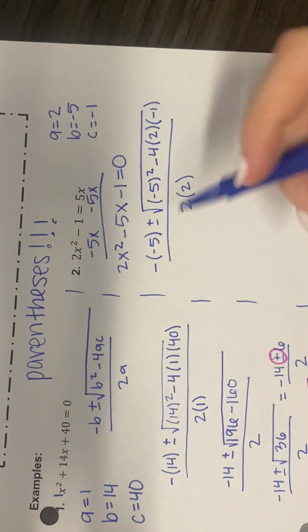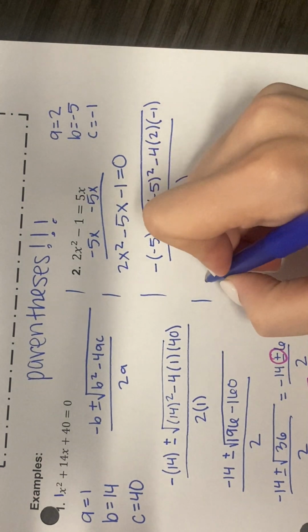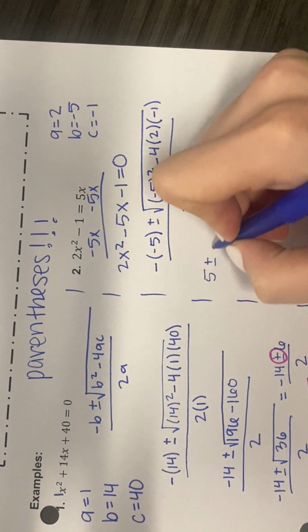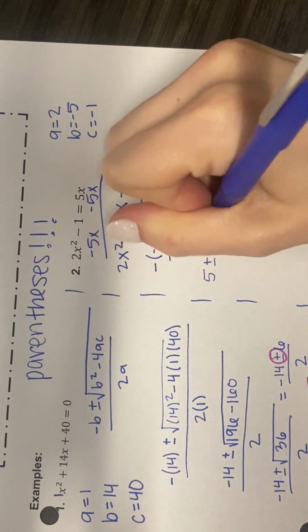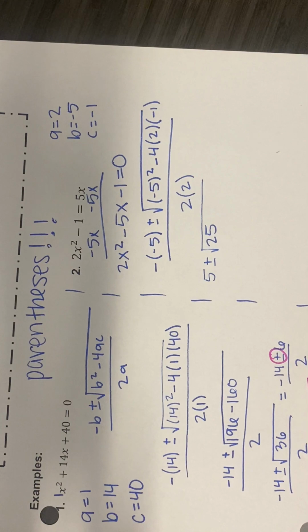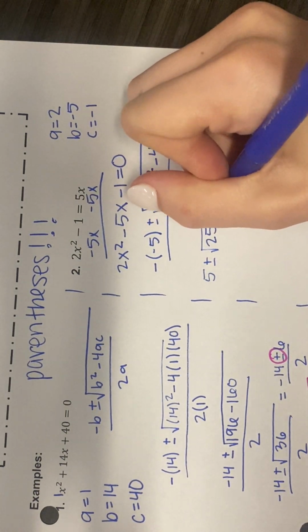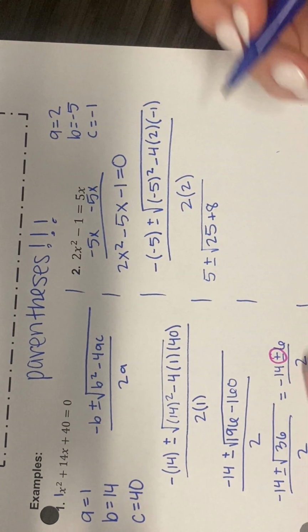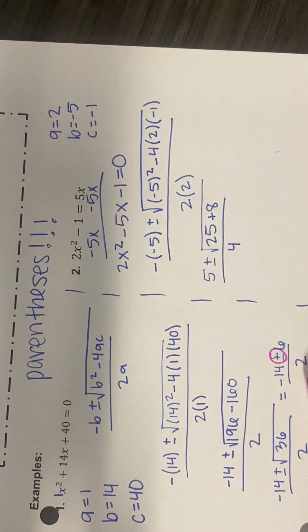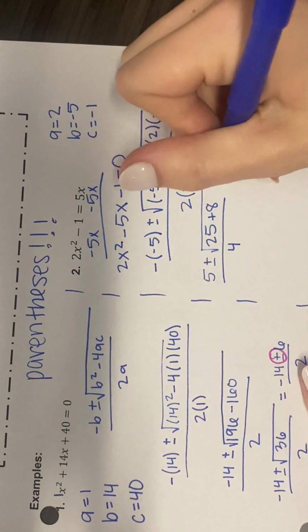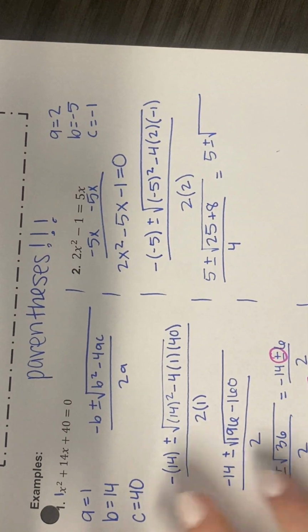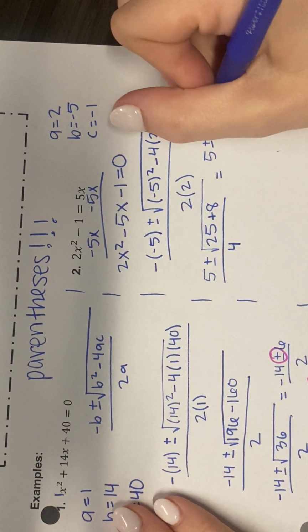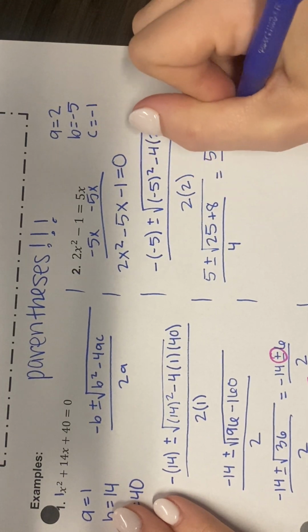Now we simplify. A negative times a negative 5 is going to be 5 plus or minus the square root of negative 5 squared gives me 25. Negative 4 times 2 times negative 1 is going to give me a positive 8. And then all over 4. So that's going to end up giving me 5 plus or minus the square root of 25 plus 8, which is 33, over 4.